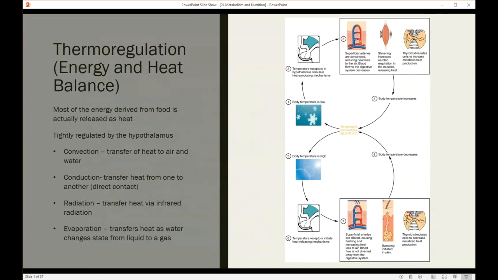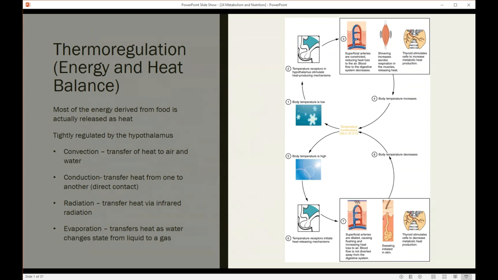As far as thermoregulation, or energy and heat balance, most of the energy derived from the food is actually released as heat, and it's tightly regulated by our hypothalamus. There are different ways that we can release heat. One of them is convection, and that's when we transfer the heat to air or water. When you have a fever, for instance, you can put your hand over somebody but not touch them, and you can feel the heat coming up off of them.